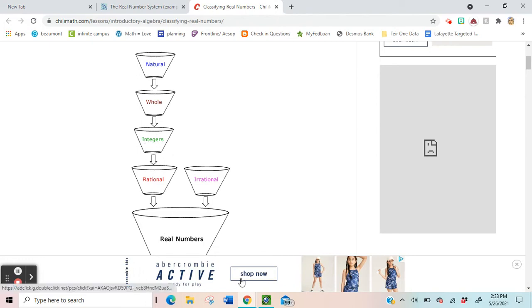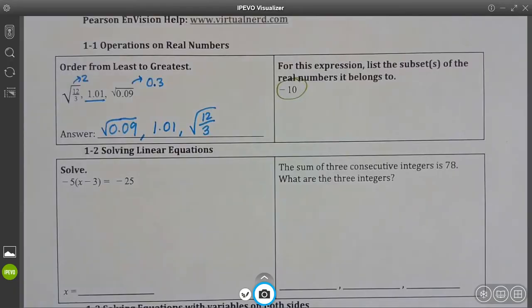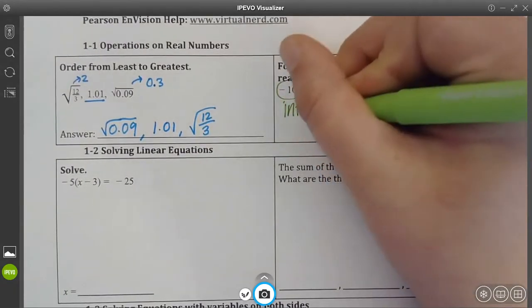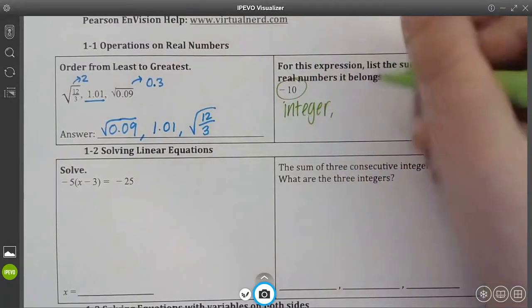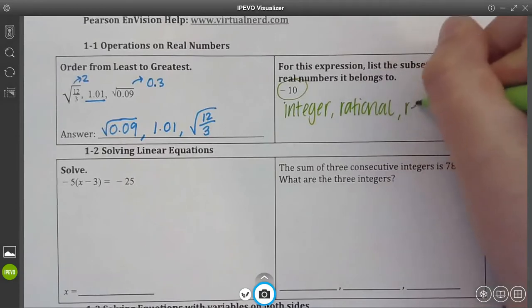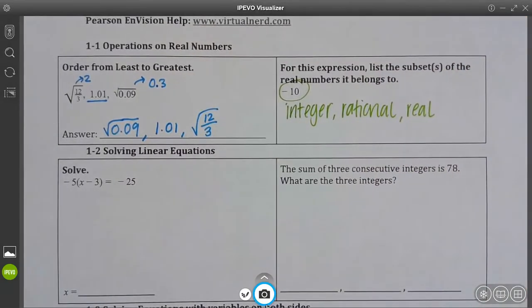So I'm going to classify it as those three terms. It's most specifically an integer, but it's also a rational, and it's also real. So that's just a little bit of number classification there.